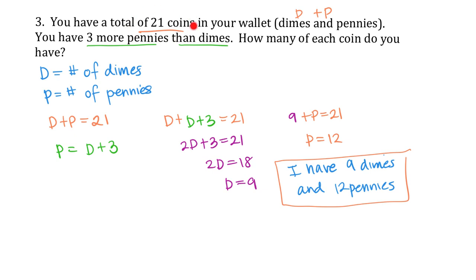So I have a total of 21 coins. So 9 plus 12 is 21. I have 3 more pennies than dimes. Okay, well, I have 9 dimes. I have 3 more pennies than dimes. So that makes sense. If it seems backwards, you're going to go back and change your variables or change your equations.